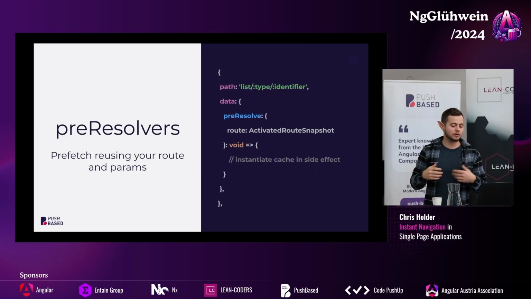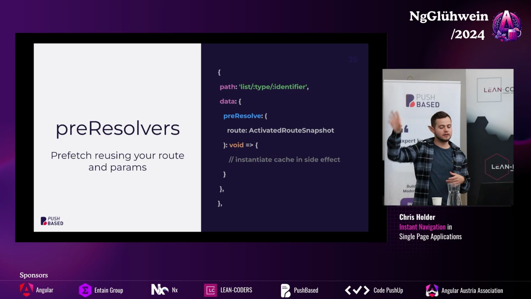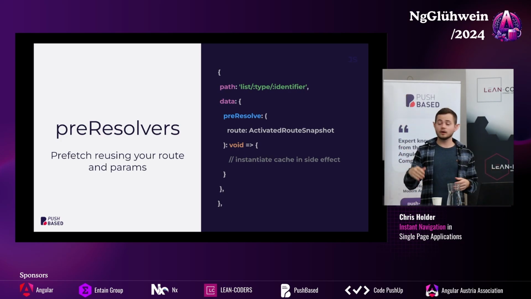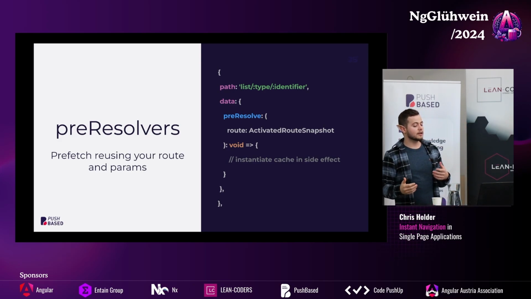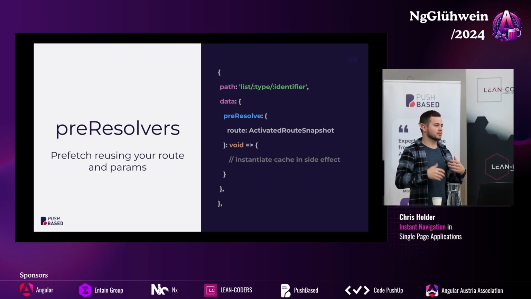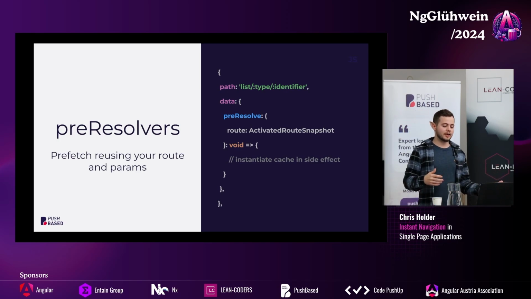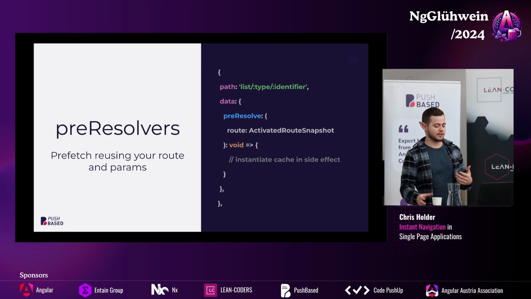Pre-resolvers are essentially functions that you can run as part of your route so that when you have a link on the page that will match to a future route, you can go ahead and just run a function, get some data. This usually would mean instantiating some type of cache, initiating some type of request that might have some HTTP cache or any type of state that you might want to handle in the background as a side effect.